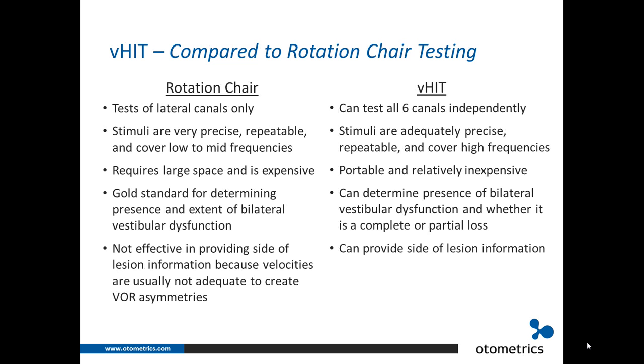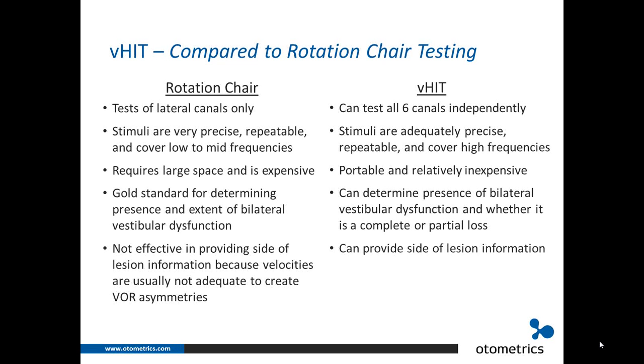The rotation chair covers low to mid-frequency head movements, whereas VHIT operates at high frequencies. Rotation chair testing requires large space and the equipment is expensive. VHIT, on the other hand, is portable and relatively inexpensive. The rotation chair test has been considered the gold standard for identifying bilateral vestibular loss and for documenting its severity.